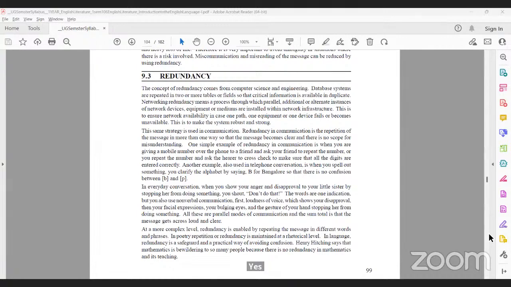Yes. What is the page number? Page number 99. Okay. Page number 99, it's the beginning of this unit. Okay.